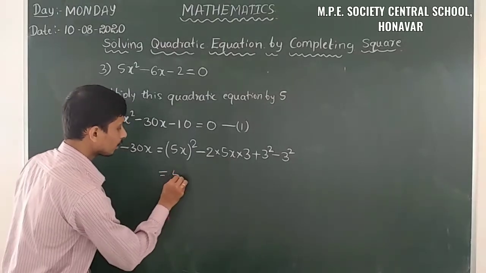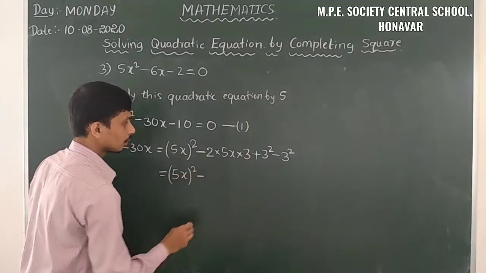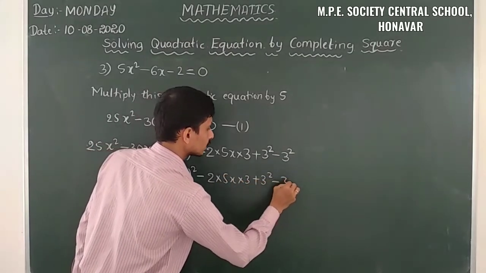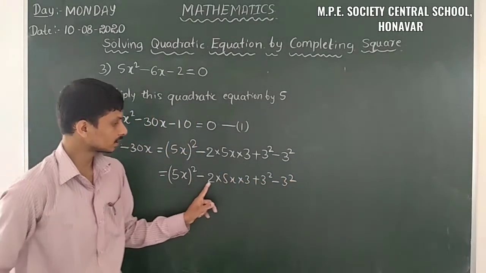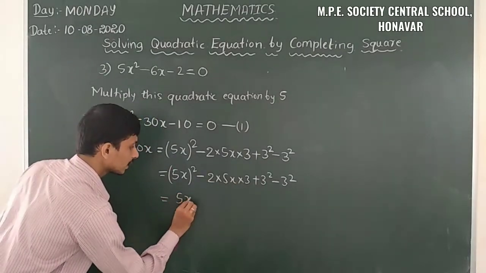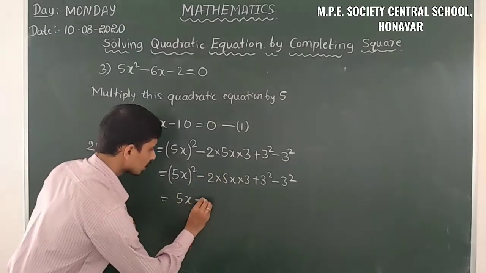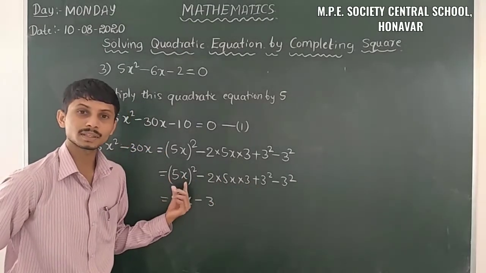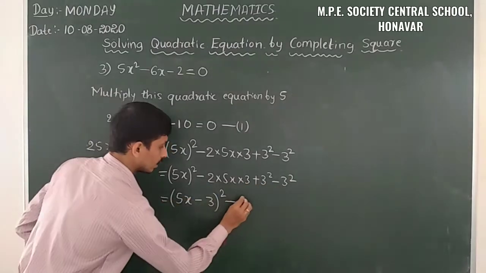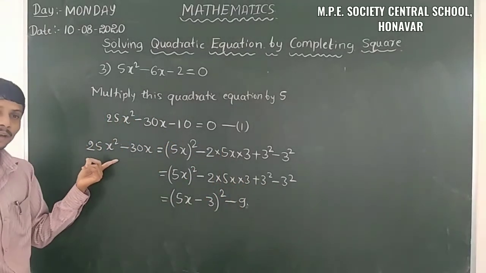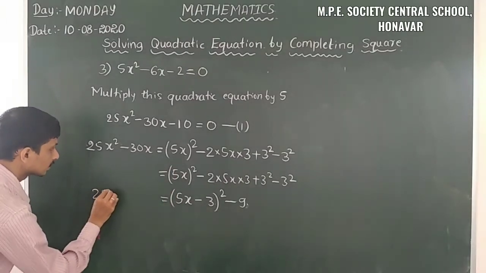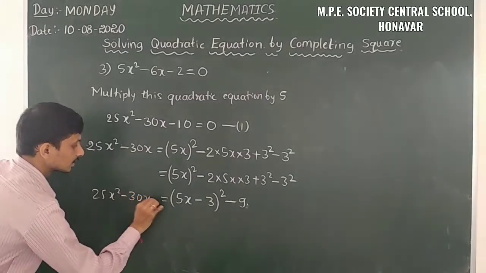That means after that we have to take 5 square, 2 into 5x into 3 plus 3 square minus 3 square. So it's in the form of a square minus 2ab plus b square. So we have to convert this one. Here a is 5x, then b is 3. So here minus sign we have to put because it's in the form of a square minus 2ab plus b square. Whole square minus 3 square is 9. In the place of 25x square minus 30x, we have to put this equation.